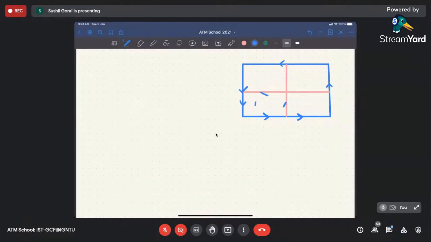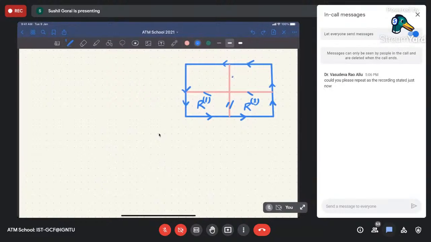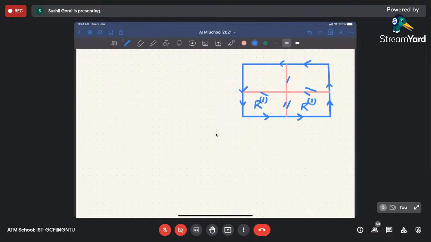Call this R1. And here the direction would be this, go this way, and come back here. So this is R2. And similarly here, you go this way and go this way and go here, and then go here. All right. So call this R3.